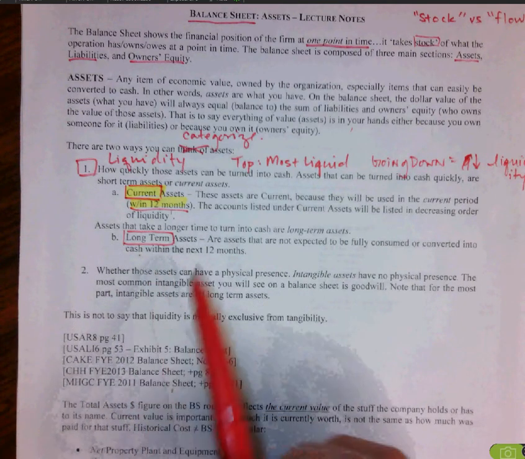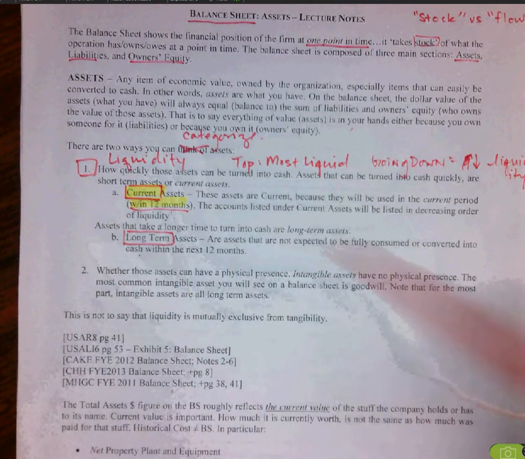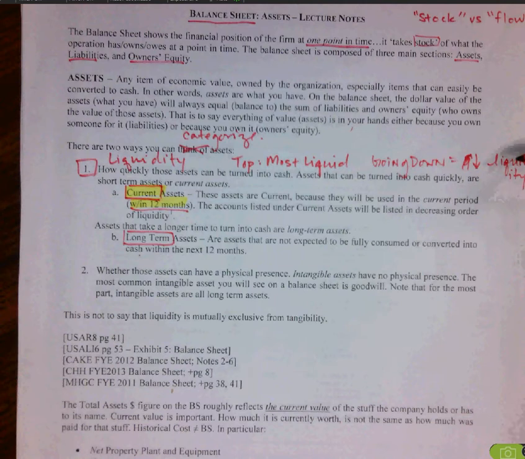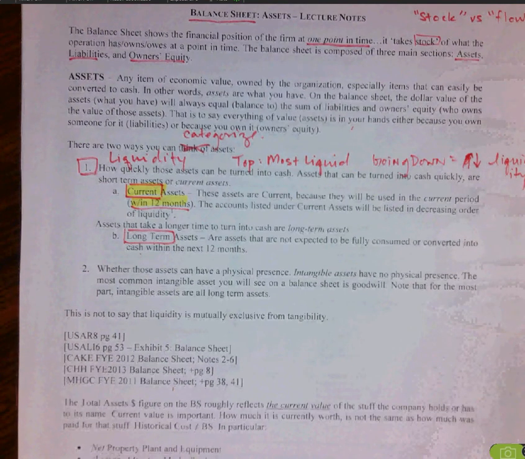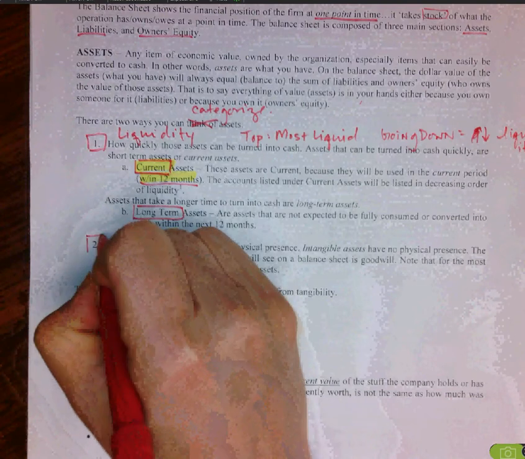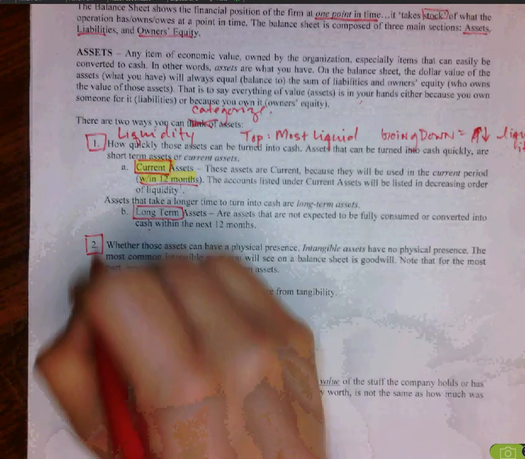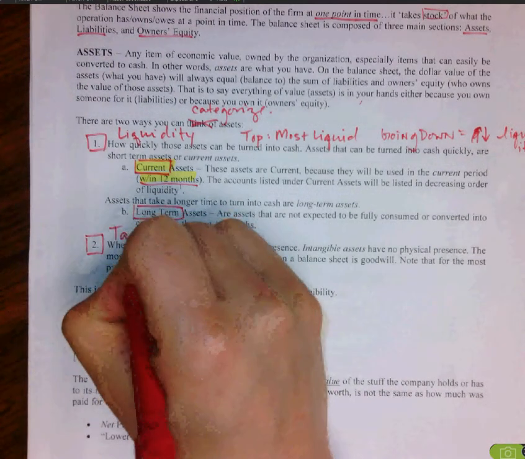That's what we mean by liquidity, and that's popularly the way that assets are listed on the balance sheet, from most liquid to the least liquid on the bottom. The second way in which we can categorize assets on the balance sheet is by tangibility.